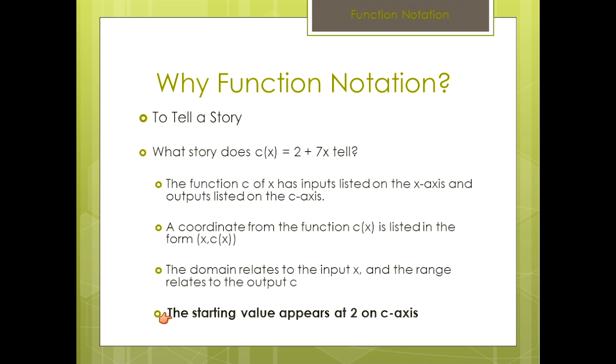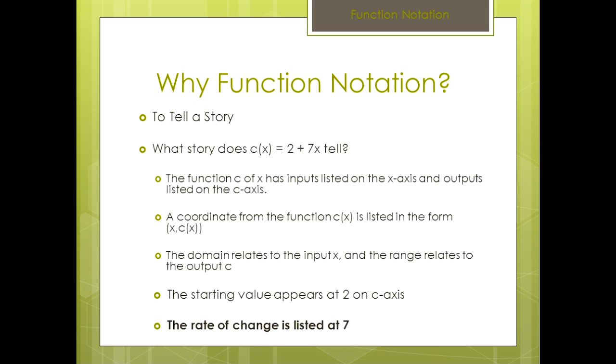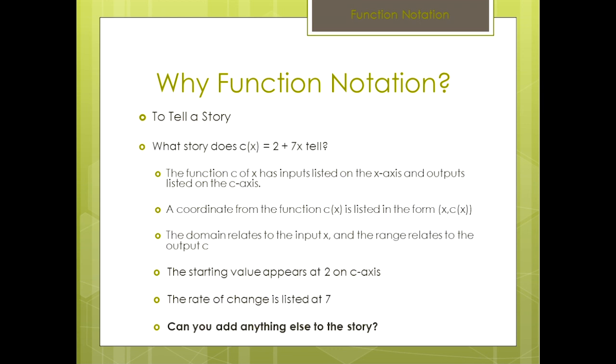This will help us also pull from this function notation where the value may appear at 2 on the z-axis. And remember, starting value, we're talking about the y-intercept. So this is another line to our story that we are starting to construct. Also, another storyline could be the rate of change, which is listed as 7, which you might be familiar with as the slope. Yes, we commonly use the slope as the rate of change, but as you move forward in talking about functions, we will go into more detail and refer to it as the rate of change instead of the slope.